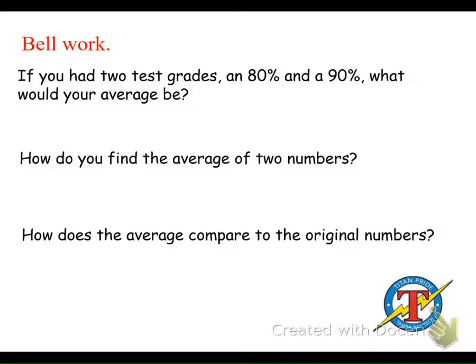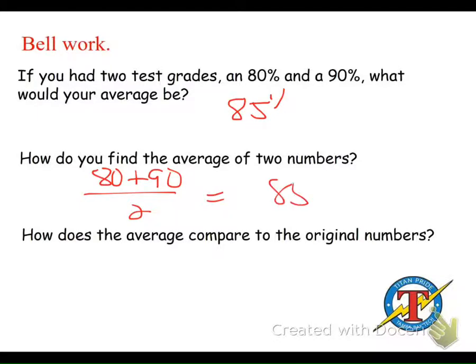So, silly question, right? You want to find the average of your grade. You have an 80% and a 90%. So, duh, your current average is an 85%. Easy enough, right? All right, how'd you find that average? You add the 80 and the 90, 80 plus 90, and then you divide it by 2. Simple. 170 divided by 2, and that's where that 85 came from.